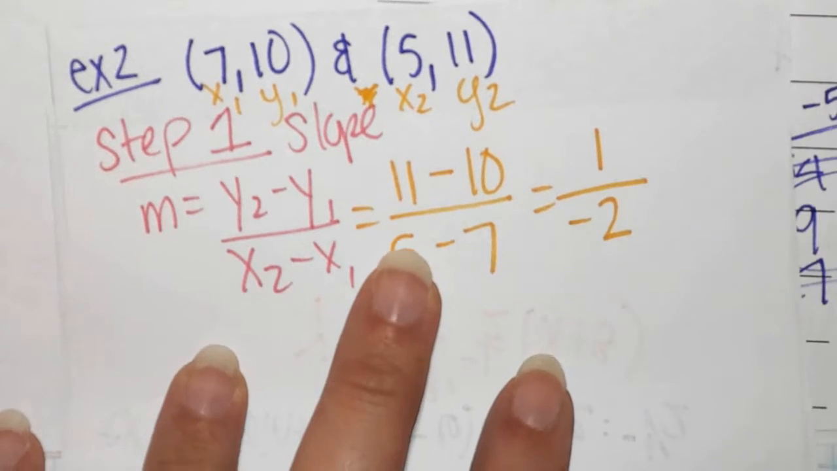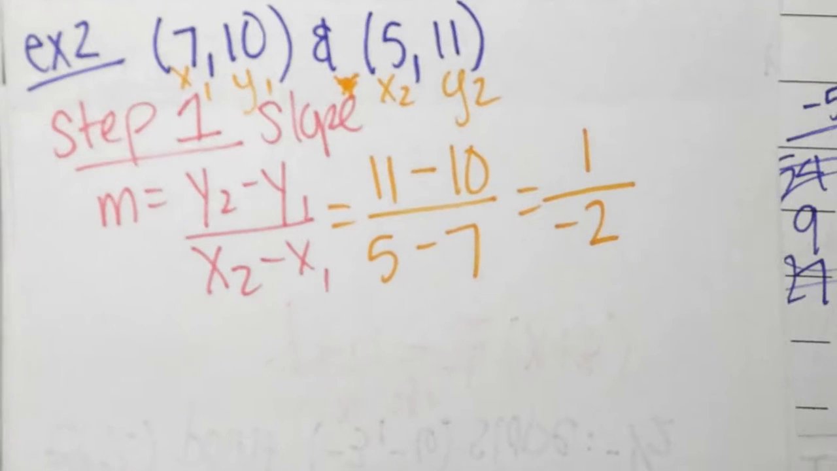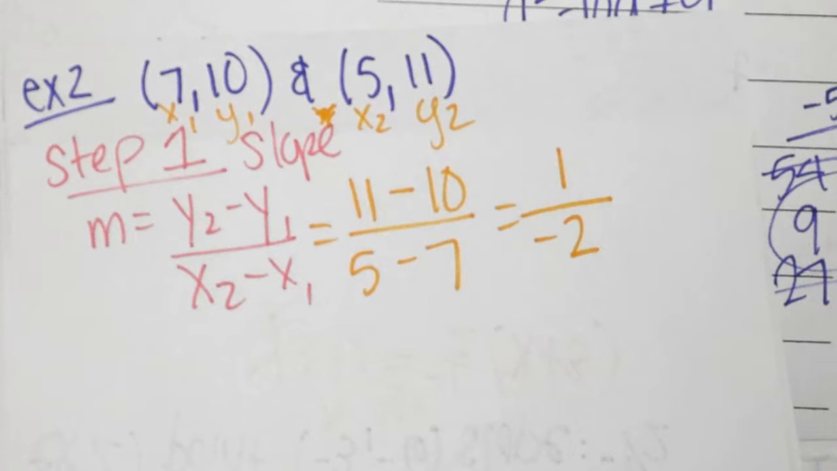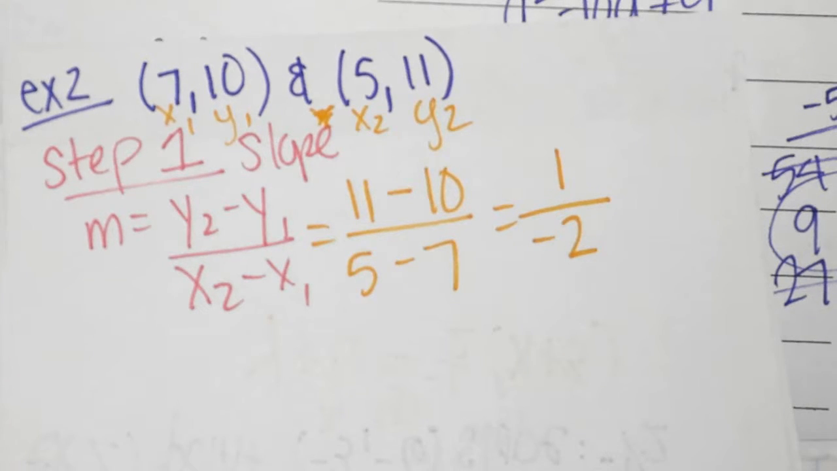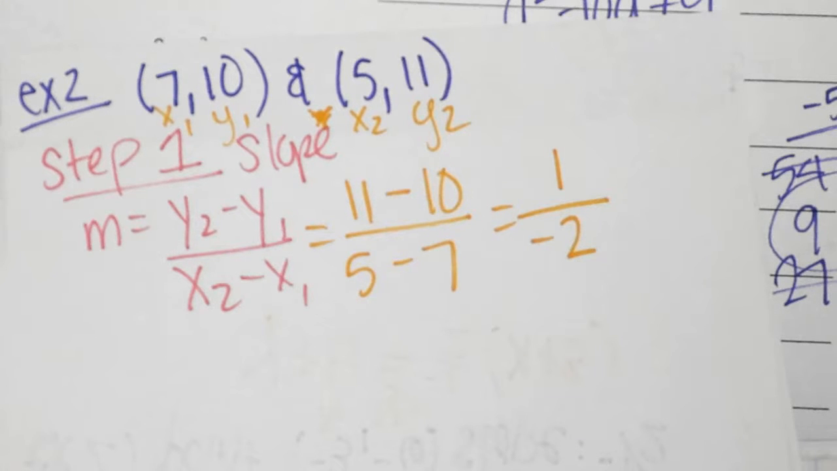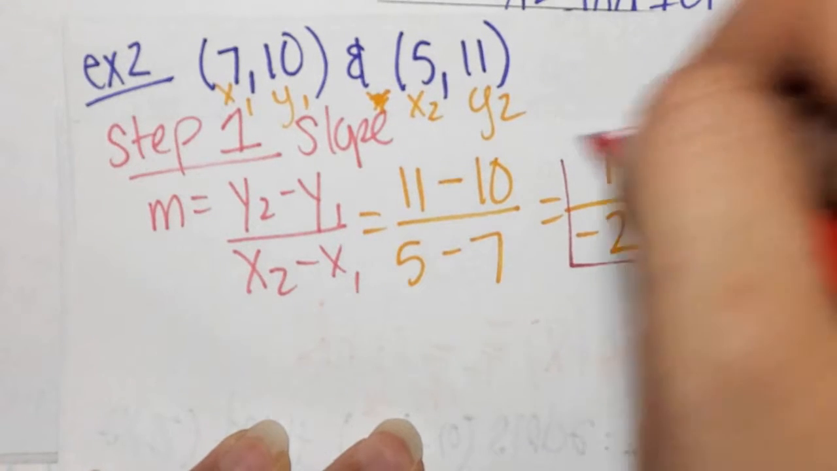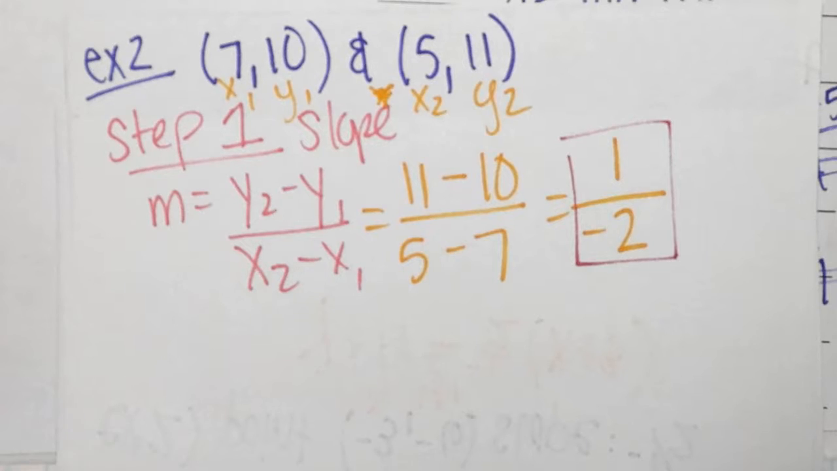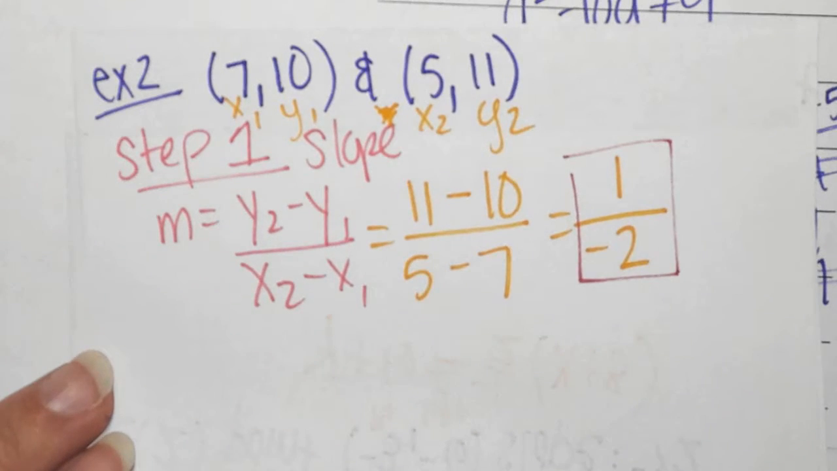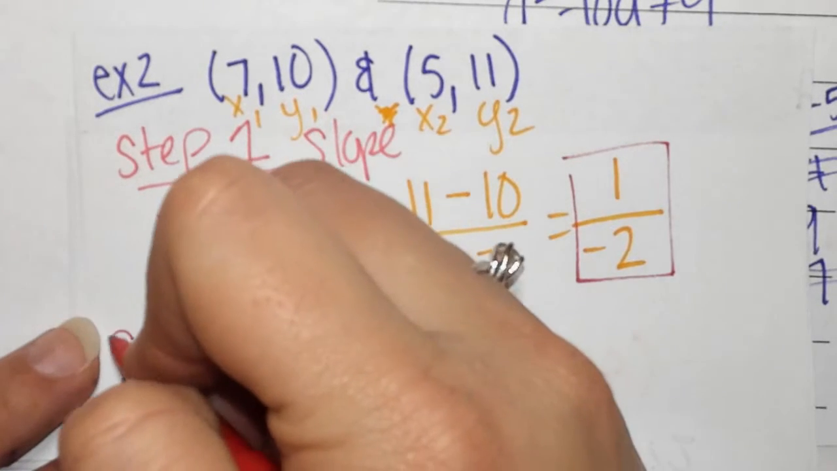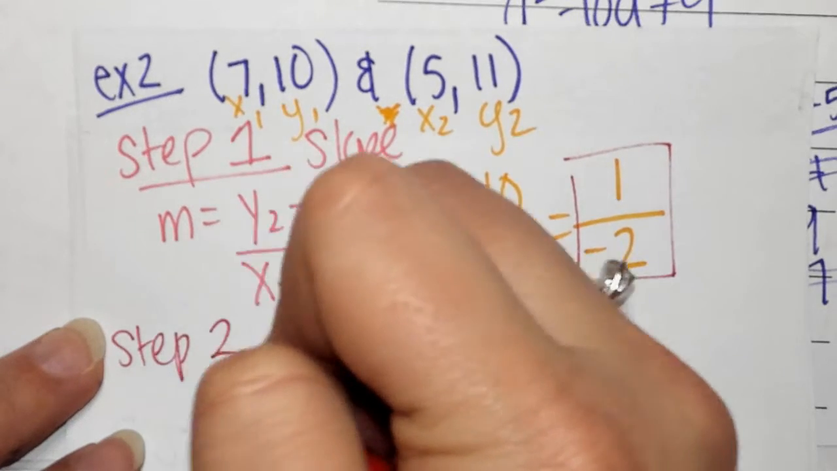-2. Fantastic. Now, do we leave it as a fraction? Yes. Leave it as a fraction. Always leave slope as a fraction. For the love of all things holy, leave it as a fraction. Don't put it as a decimal. Does everybody understand? Alright. Step 2.